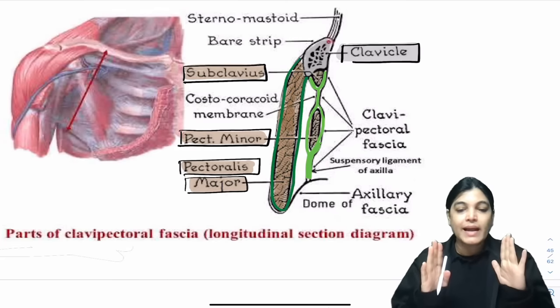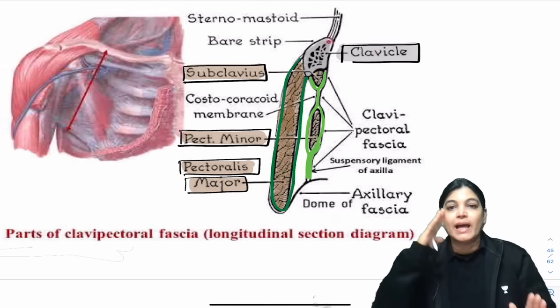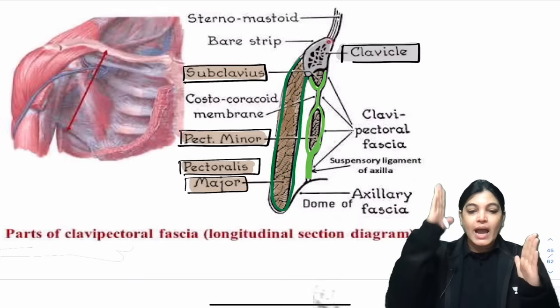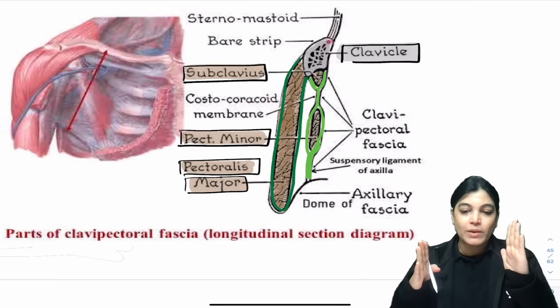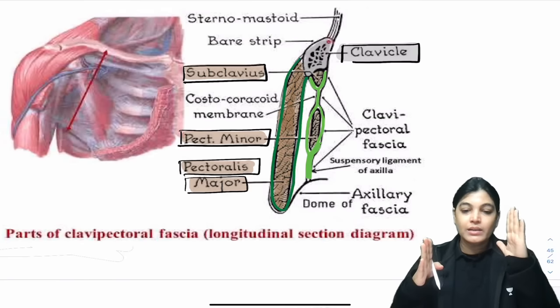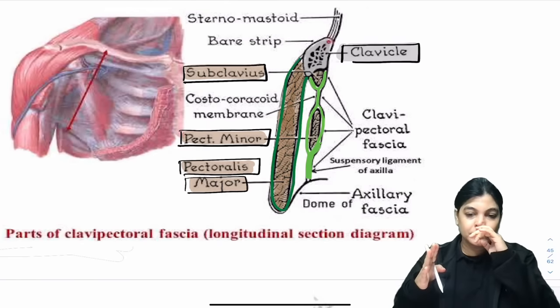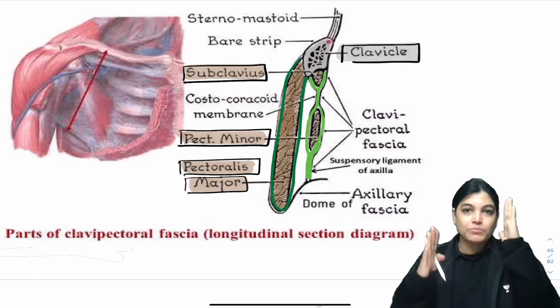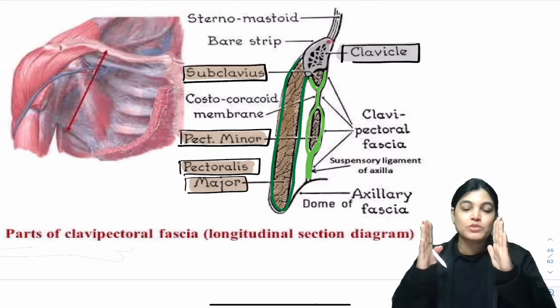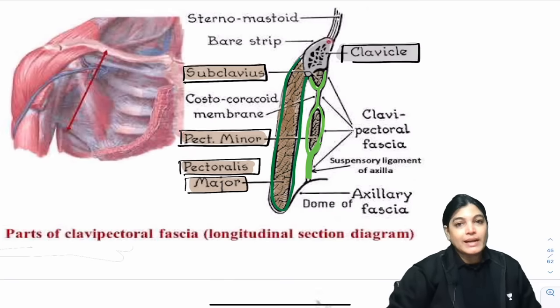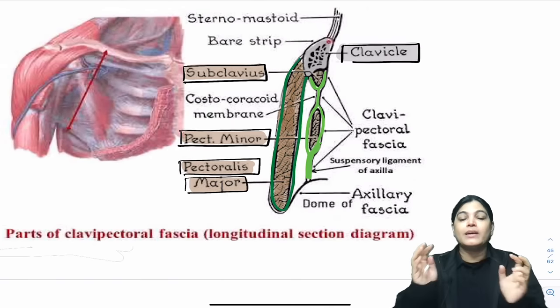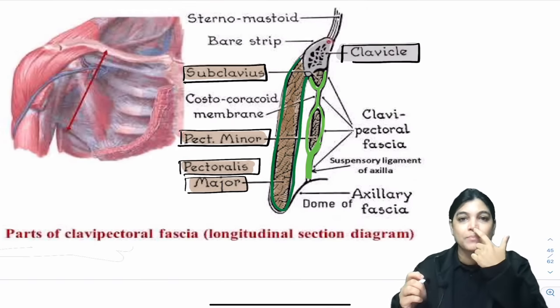In this category, the clavipectoral fascia will have an anterior and a posterior lamina. So we have two laminas, anterior and posterior. The posterior lamina is a continuation of the deep cervical fascia of the neck, and the anterior lamina will be covering the clavicle. So you can say it is splitting into two laminas to enclose a small muscle, that is the subclavius muscle.